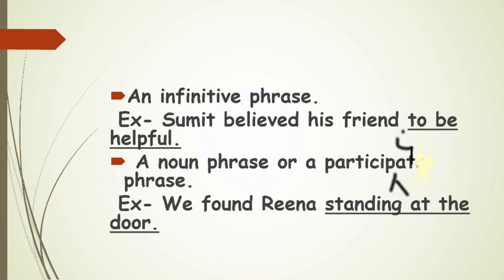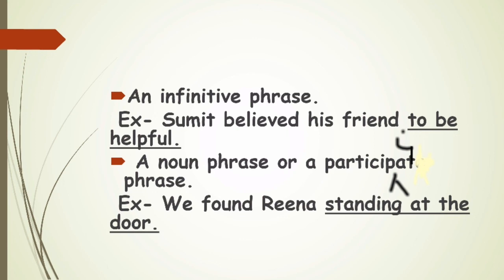An infinitive phrase. We have a phrase when we have a verb form in it, that means a group of words having the base form. Like, Sumit believed his friend to be helpful. That means his friend is being described. His friend is the object. He believed his friend to be what? Helpful.